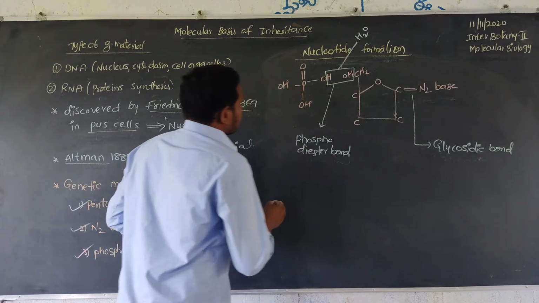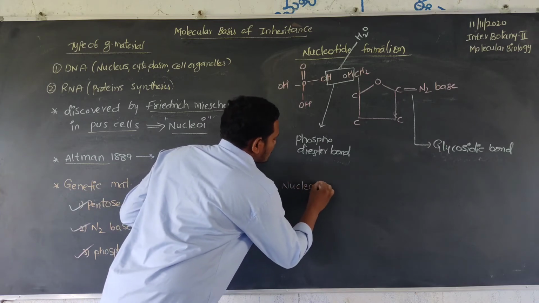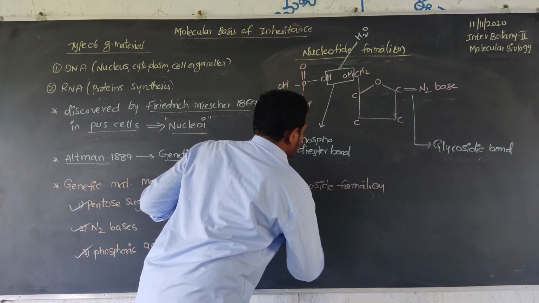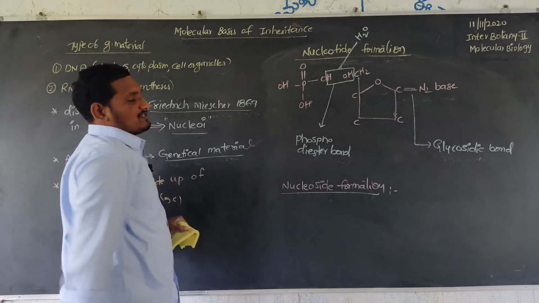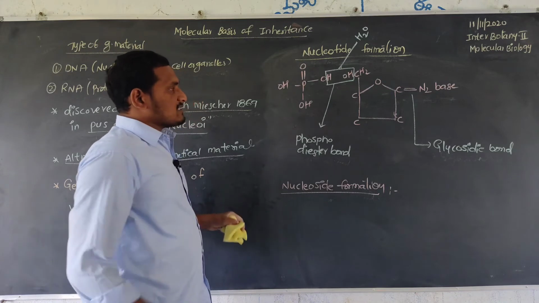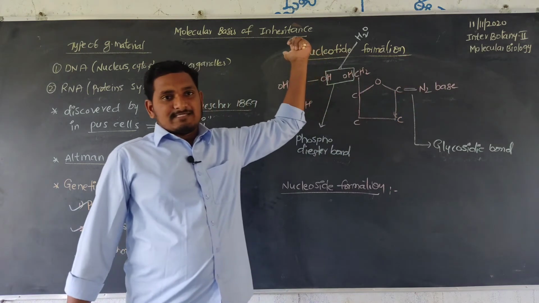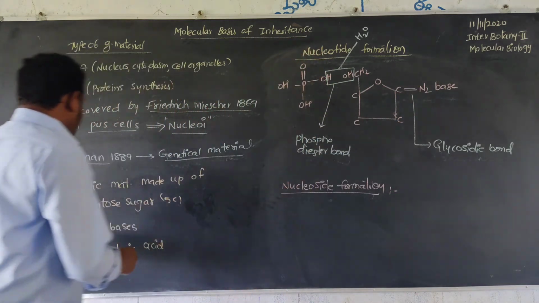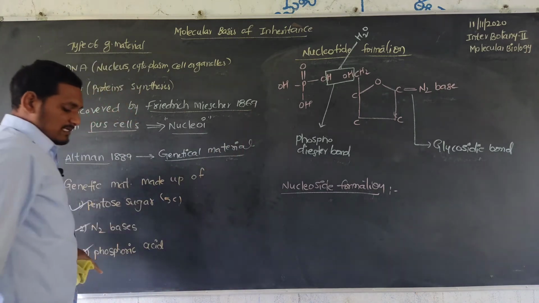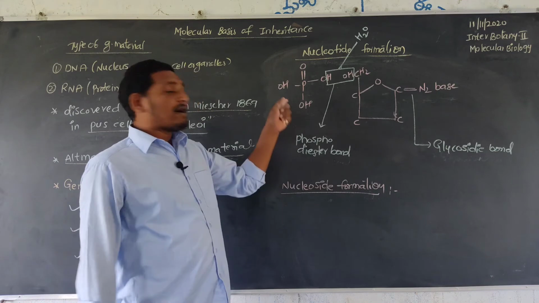Next, nucleoside formation. This is nucleoside formation, and this is nucleotide formation. What is the difference? A nucleoside consists of only pentose sugar and nitrogen base, not phosphoric acid. These three things are present in a nucleotide: pentose sugar, nitrogen base, and phosphoric acid. But in a nucleoside, phosphoric acid is absent.